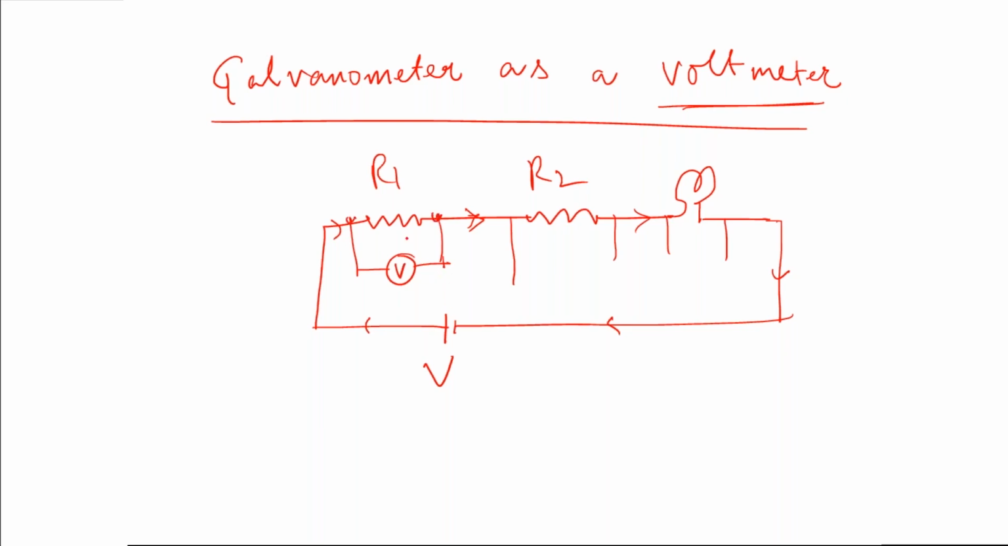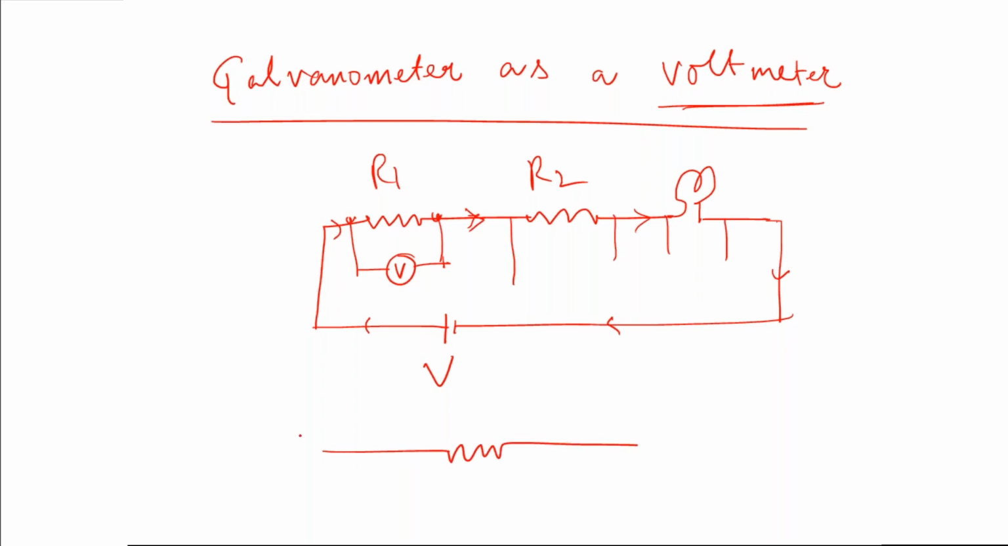So now look, as I said, we cannot use the galvanometer directly as a voltmeter. We cannot directly connect the galvanometer in parallel to the circuit. Why? Because I have told you that a galvanometer has a huge resistance. If you connect it, what will happen here?